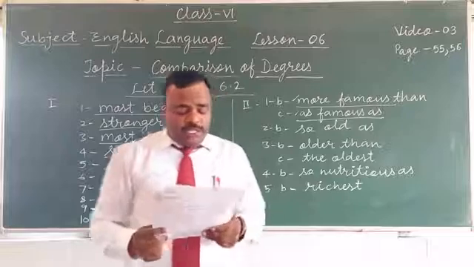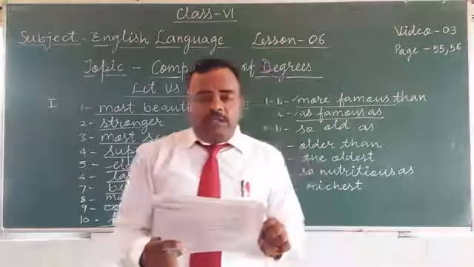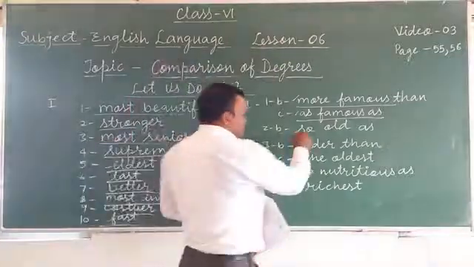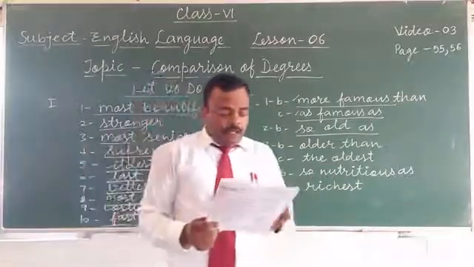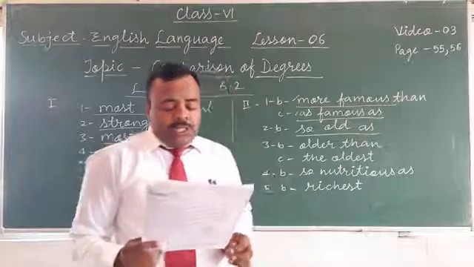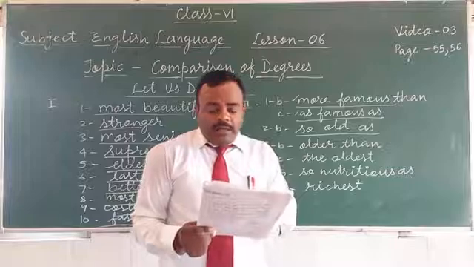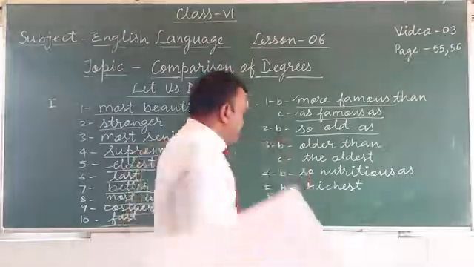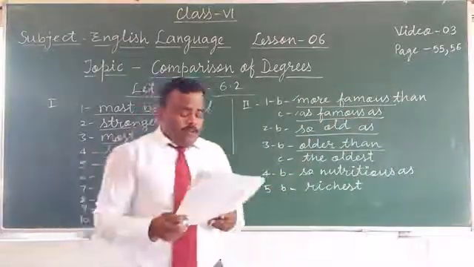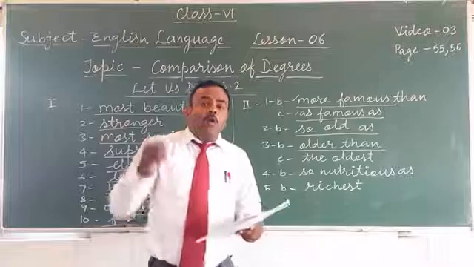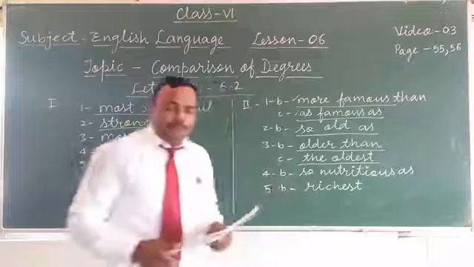Next, Rajgir is older than Patliputra. So Patliputra is not so old as Rajgir. Now third, no other city is as old as Harappa. So Harappa is older than all other cities, comparative degree. And Harappa is the oldest city. The oldest city. This is superlative degree.